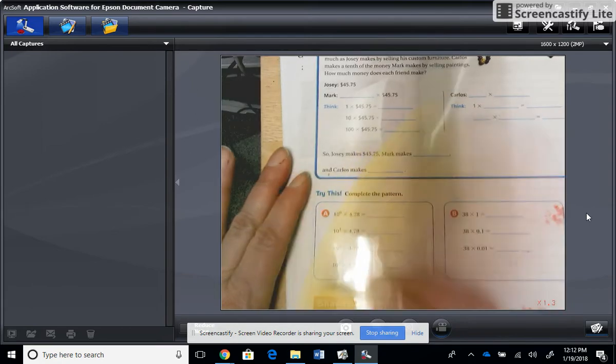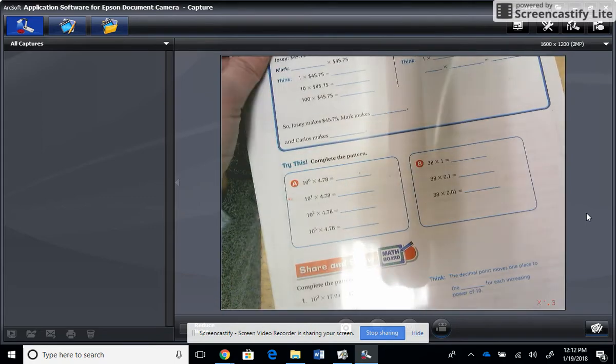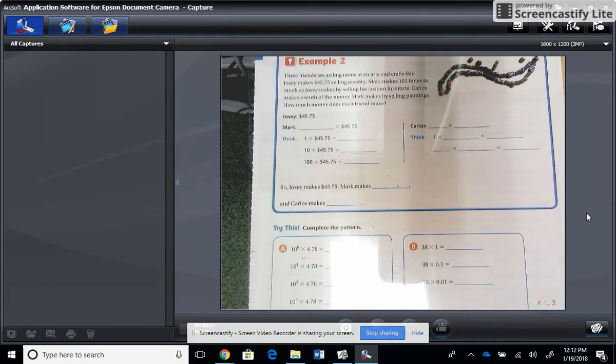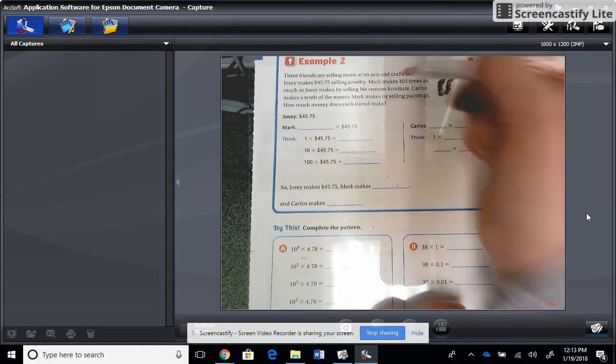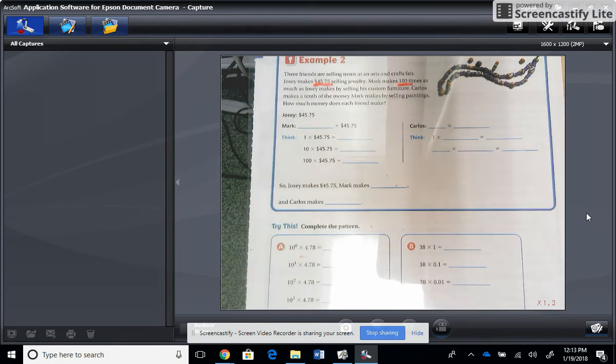So let's move on to the next page, and we're going to put what we know into practice. It says here, 3 friends are selling items at the art and craft fair. Josie makes $45.75 selling jewelry. Mark makes 100 times as much as Josie by selling his custom furniture. So I really need to know it's 100 times more than Josie's, and Josie's is $45.75.